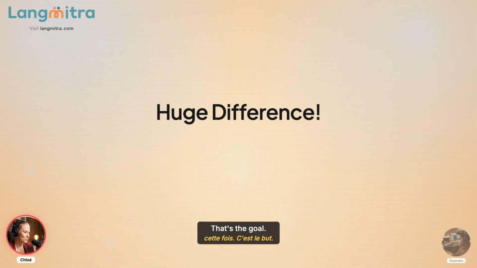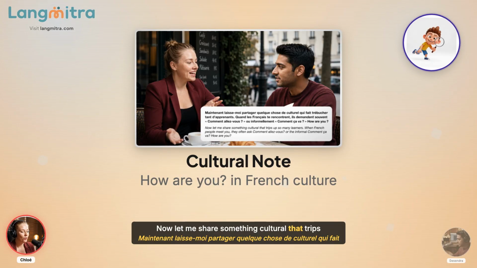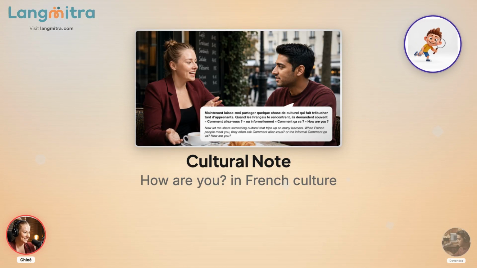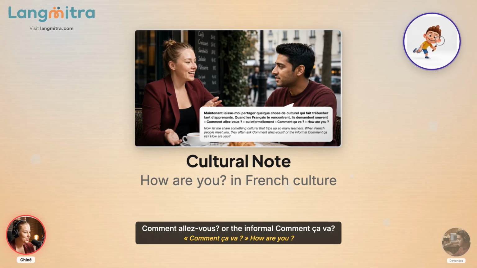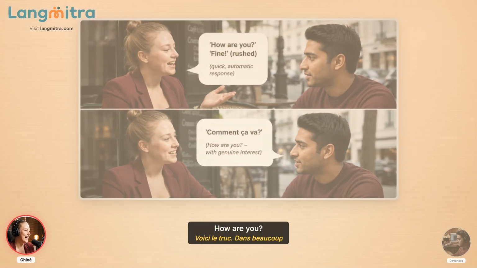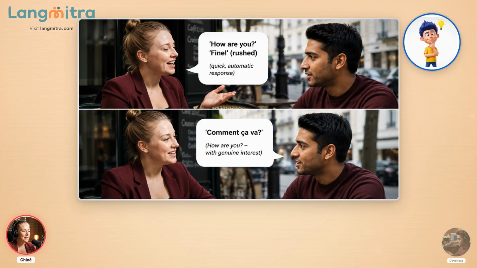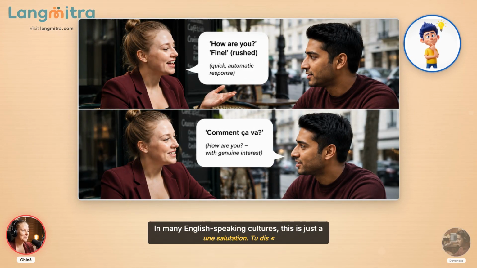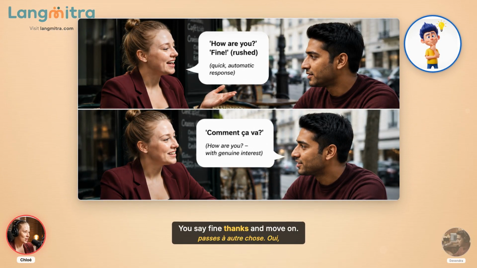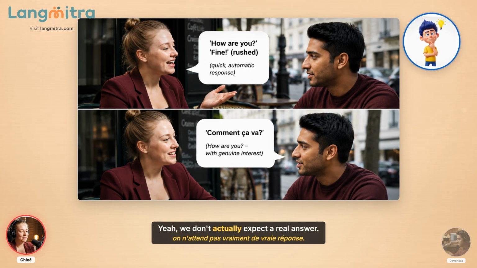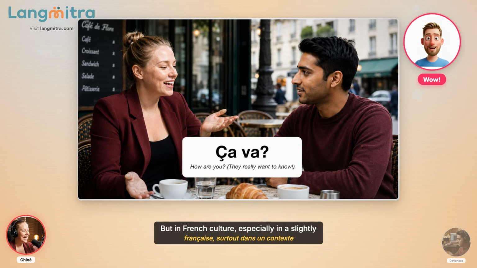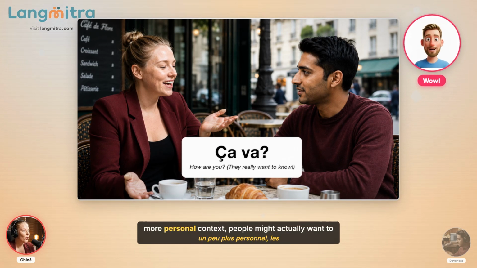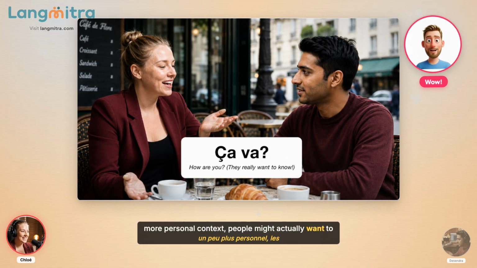That's the goal. Now, let me share something cultural that trips up so many learners. When French people meet you, they often ask, Comment allez-vous? Or the informal, Comment ça va? How are you? Here's the thing. In many English-speaking cultures, this is just a greeting. You say fine thanks and move on. Yeah, we don't actually expect a real answer. Exactly. But in French culture, especially in a slightly more personal context, people might actually want to know.